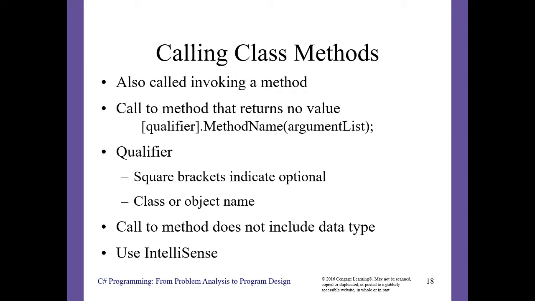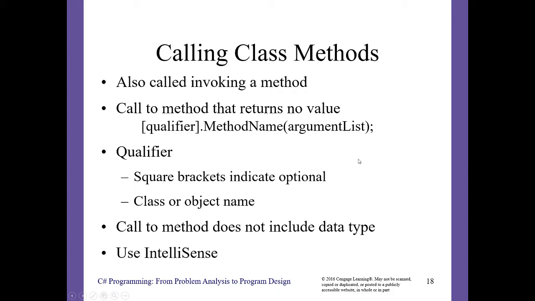Now, when we call a method, we saw that we just put the method name and then we follow it with a list of argument data within parentheses. But if I have something that doesn't return a value, I can just call the method. The qualifier is optional. That's going to be my class or my object name.